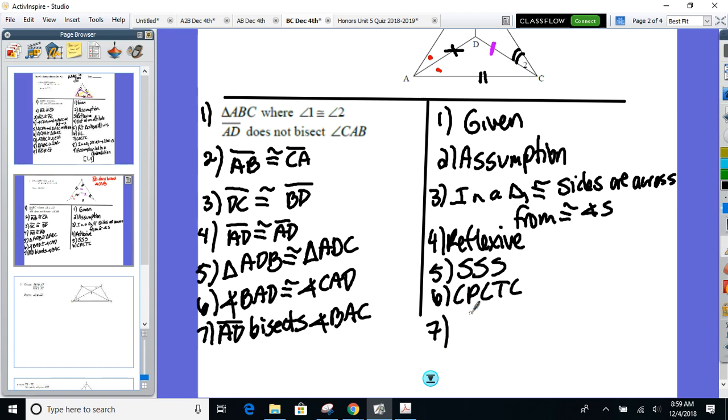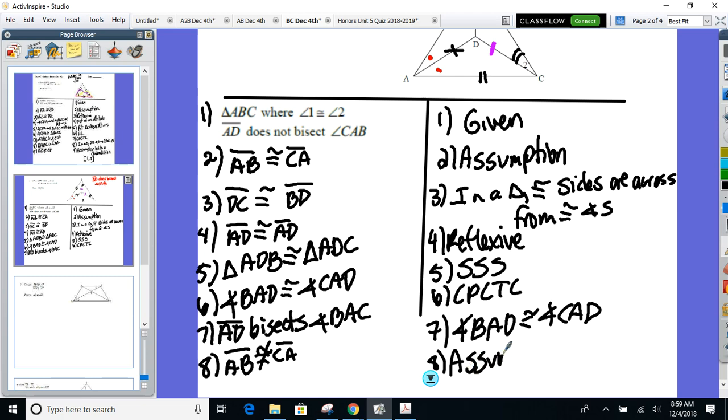Because I know angle BAD is congruent to angle CAD. And what do I have here? My givens in step 7. A little contradiction. That means that assumption was false. Meaning the opposite. AB is not congruent to CA. How's this look here, Emma?